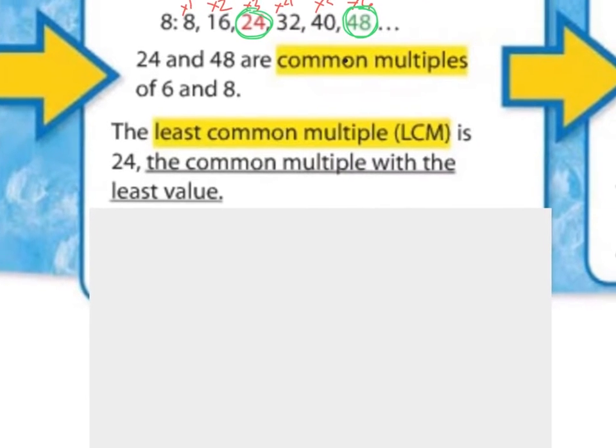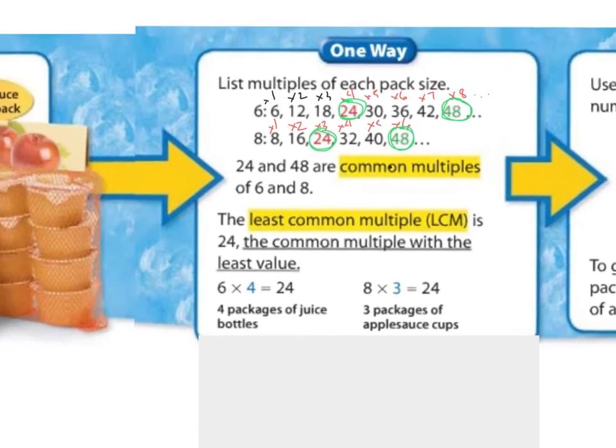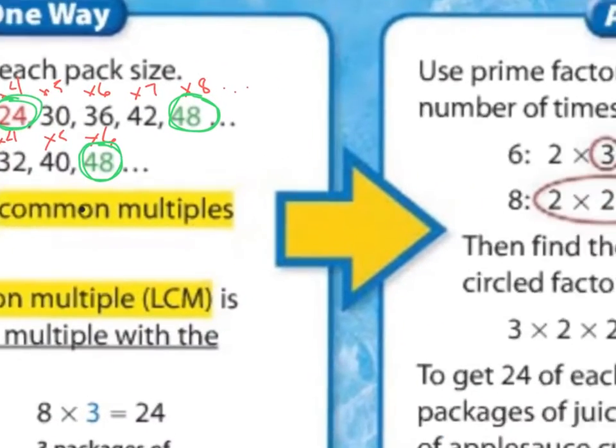All right, scrolling down. So 6 times 4 is 24, so they should buy 4 packages of juice boxes. Meanwhile, 8 times 3 is 24, so they should buy 3 packages of applesauce cups. I see that as different due to the fact that there are more applesauce cups per package. There is a different way you can do this. I would think that most of us would like to do the list version that we just went over, making a list of multiples up there at the top, but there is another way you can do this.